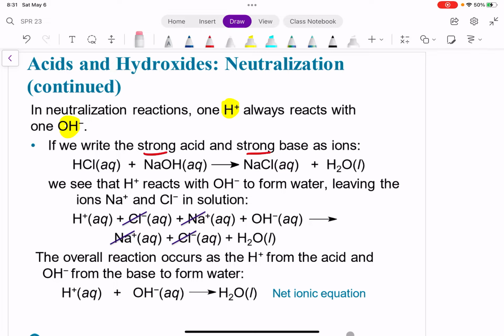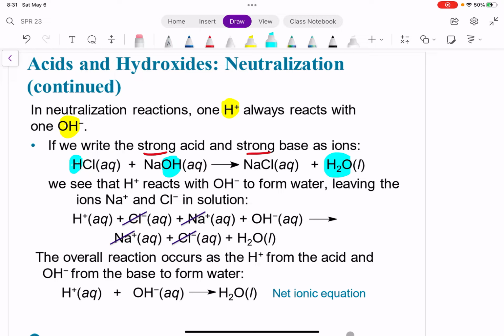So, no pun intended. If we write the strong acid and strong base as ions, we see that H+ reacts with OH- to give what? Yeah, H2O, water. That's the only place we see H's and O's anymore. And then our NaCl is the salt that we make.